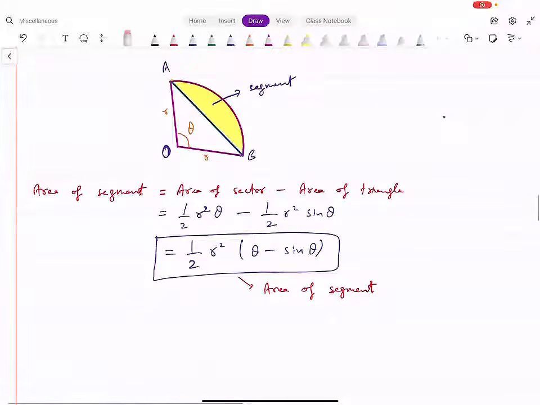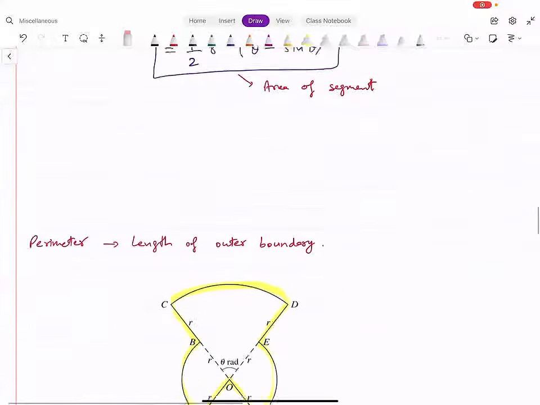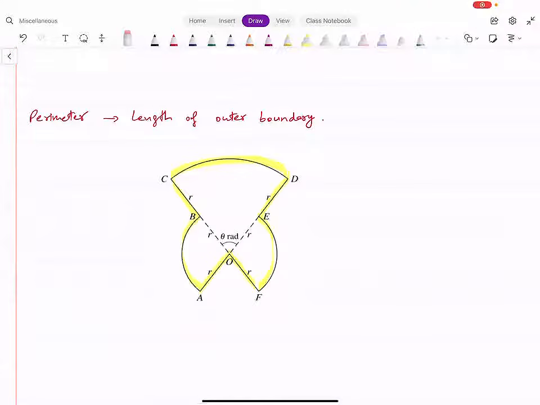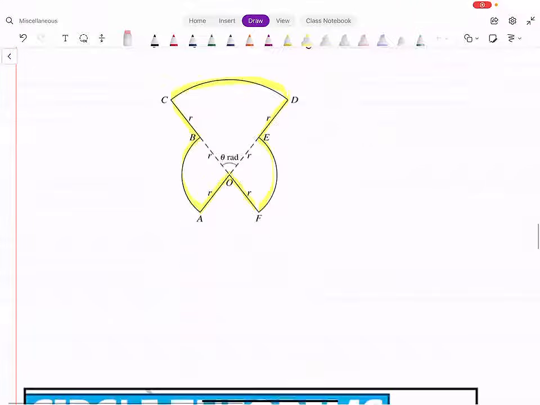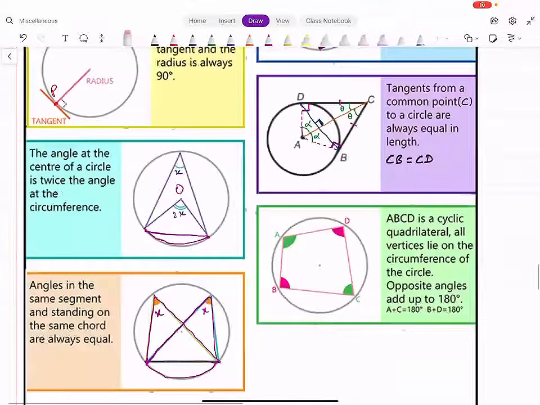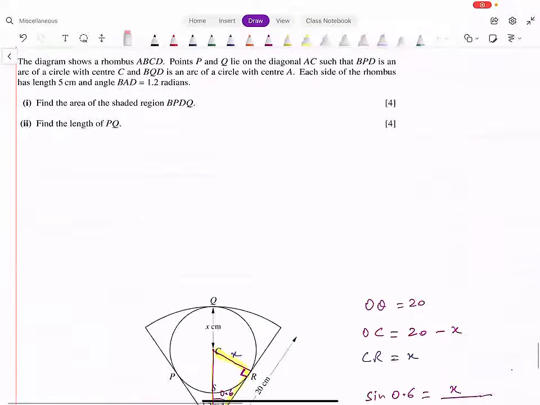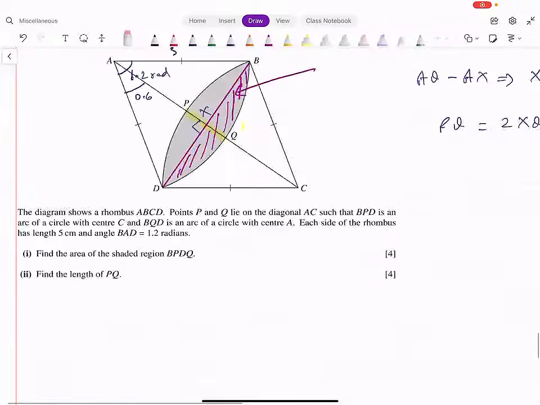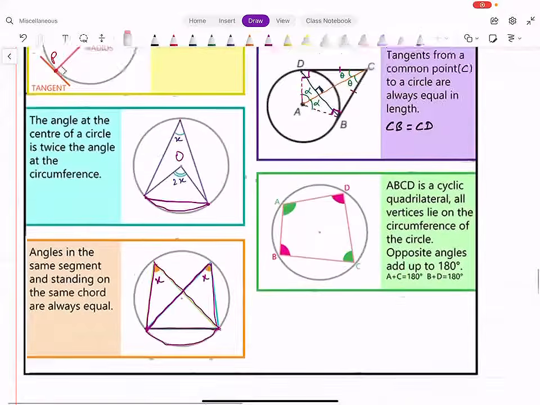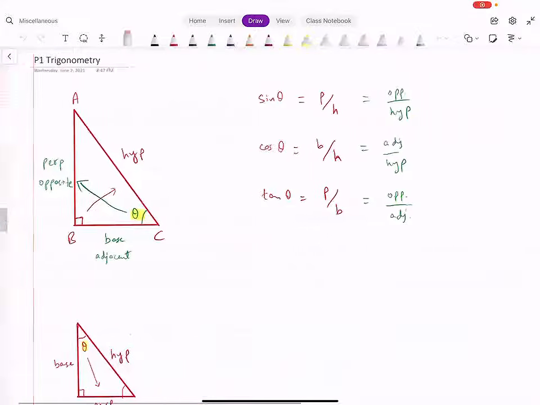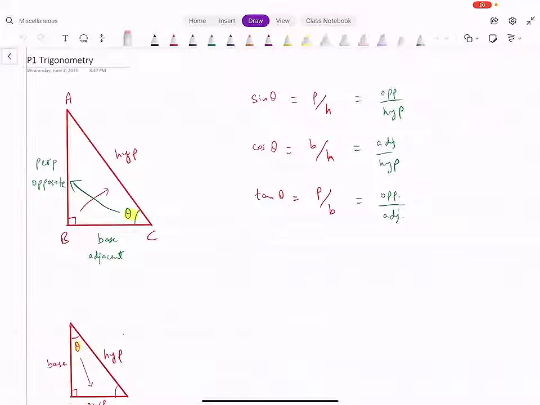Area of segment कैसे find करते हैं? Sector में से triangle minus कर देते हैं. Perimeter क्या होता है किसी भी shape का? It's just length of the whole boundary के lengths को सबको add कर देते हैं. Again, circle theorems यहाँ पे भी आपके पास अक्सर use हो रहे होते हैं. And then the other is just things that you learn with practice. किस तरह से shapes को break करना होता है to find areas and perimeters.